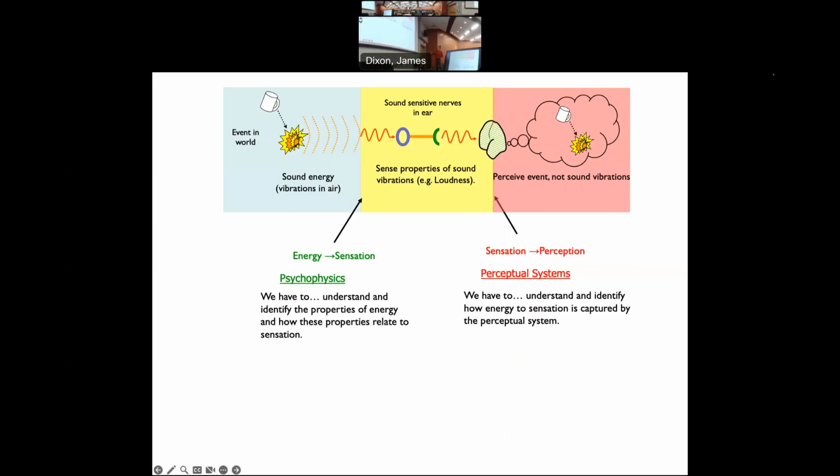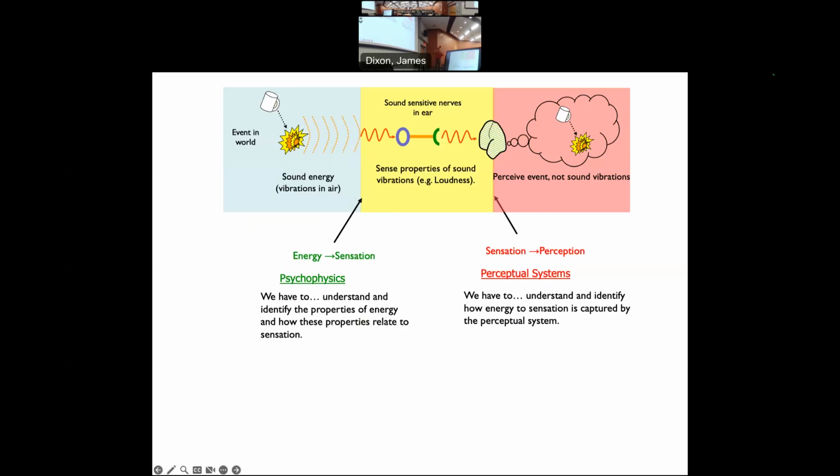So classically, it's thought to be at this junction here, right? We've got physical events in the world, and we go from energy to sensation. So the idea is to understand and identify properties of energy and then how they get mapped into sensation. There we talk about these three different means that people have used to try to make that mapping. That only gets us to, has something happened in the world? Is there energy in the world in this modality?